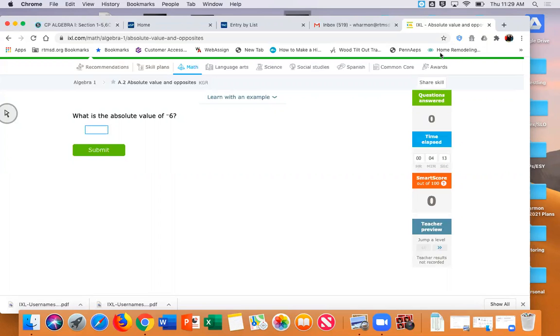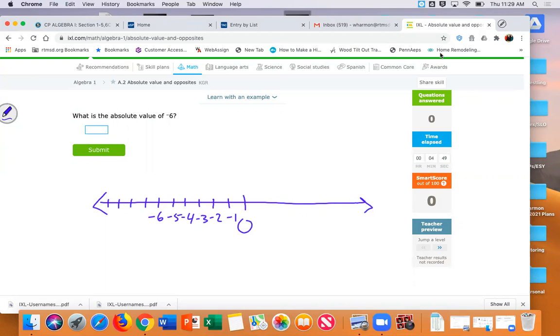I'm kind of talking about opposite stuff, okay? So that's why we have to go through that. Let me draw on my board for a second. So absolute value is talking about the distance from zero. So on this number line, okay, I have negative 1, negative 2, negative 3, negative 4, negative 5, negative 6, okay?